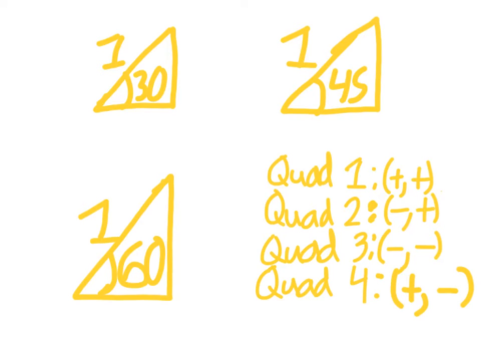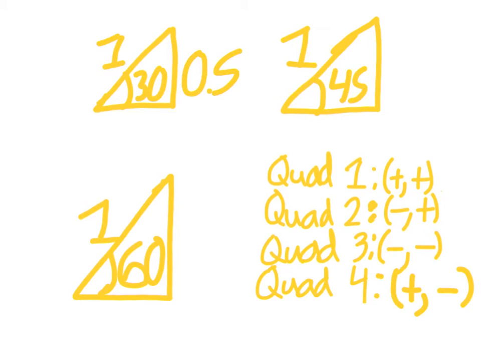So in order to find the terminal points of the 30, 45, and 60 degree angles, we need to use trig to find the y value, this, and then the x value, which is this. So we know that sine of 30, or just sine in general, equals opposite over hypotenuse. So the opposite side equals the hypotenuse of 1 times sine of 30, which gets us 0.5.